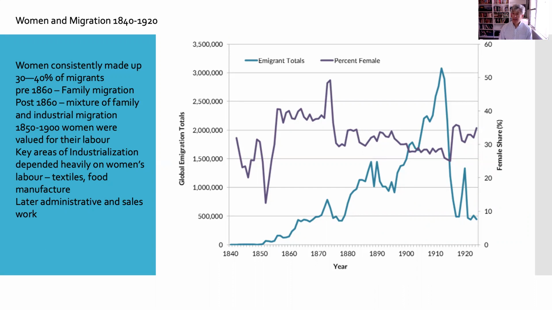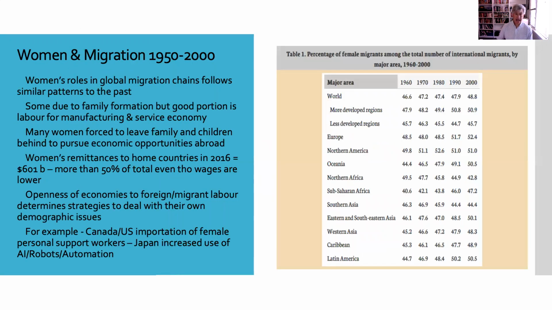And if we think about the key areas of the industrial revolution, particularly the first industrial revolution, textiles, food manufacture, things like that, they depended heavily upon women's labor. Okay, so women were going to be important and continue to be important, as we'll see on this next slide.